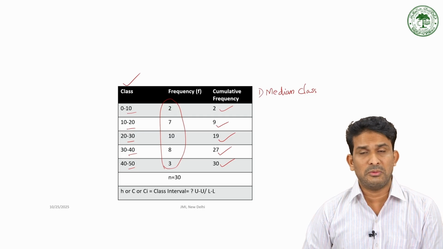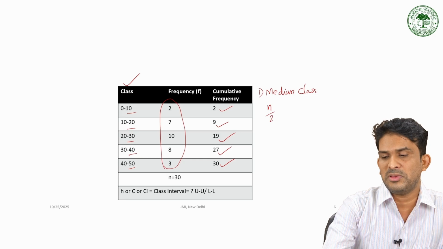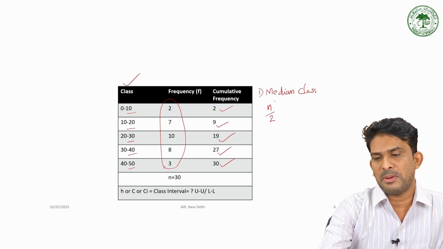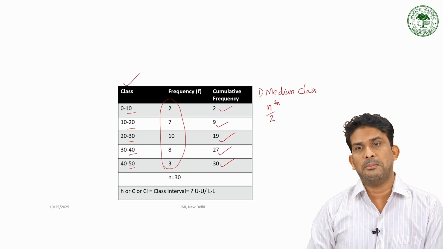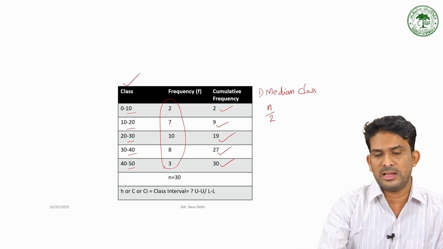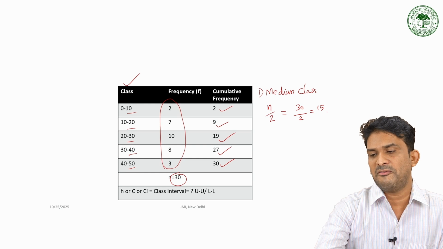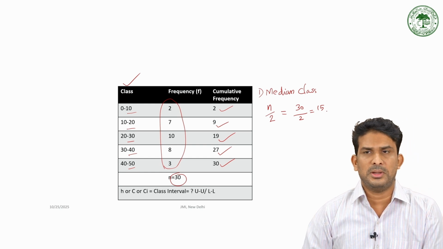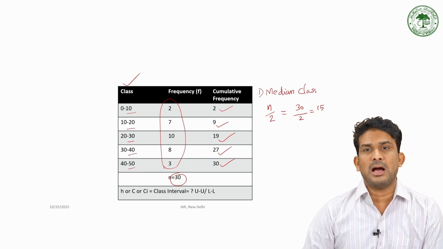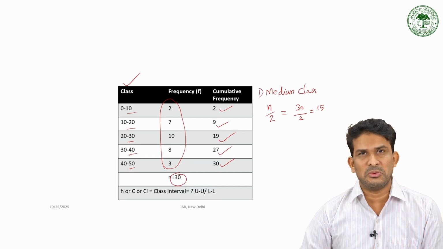How do we go ahead? N by 2 we have to identify. What is the n by 2th position? The position of that median we have to identify. What is n here? N is 30. So what is n by 2? 30 by 2, that is 15. Half of the total number. Where 15 comes in cumulative frequency, that class we mention as median class.